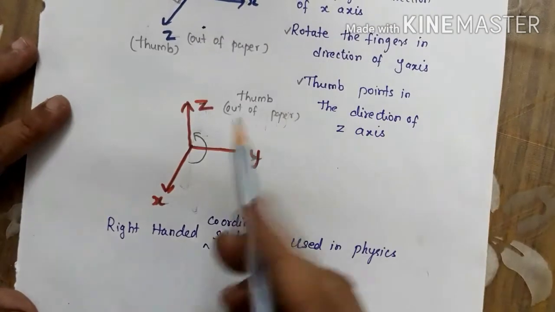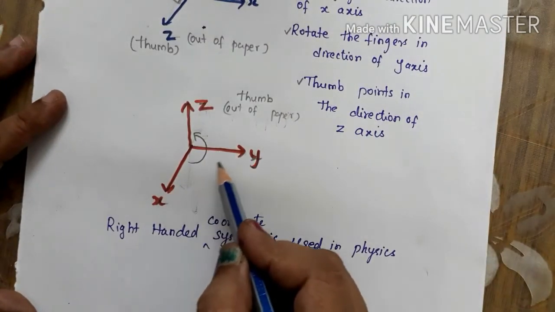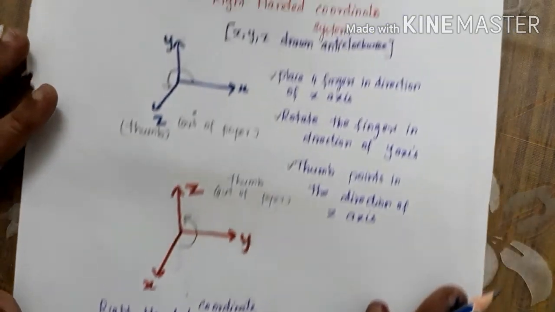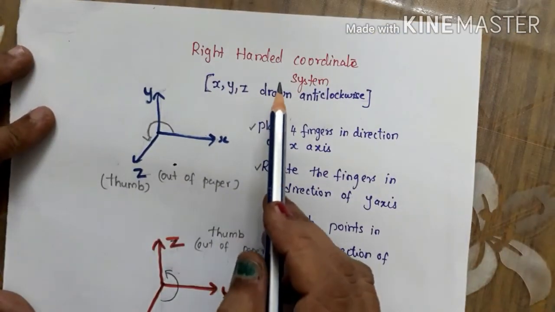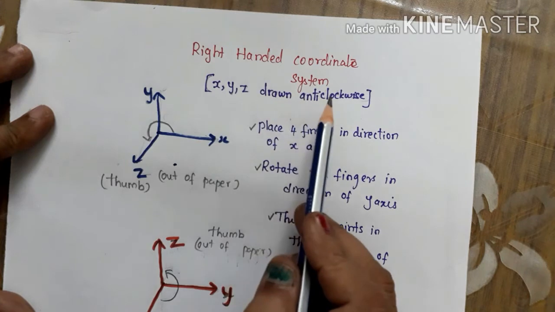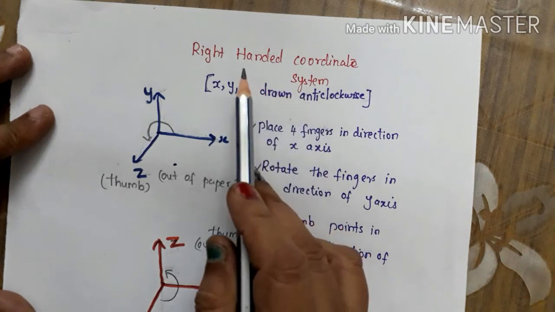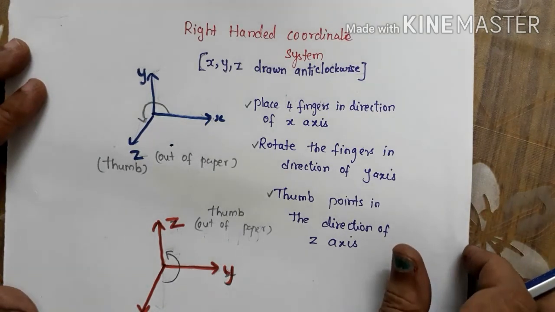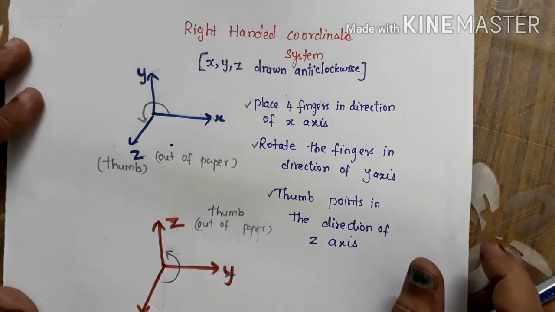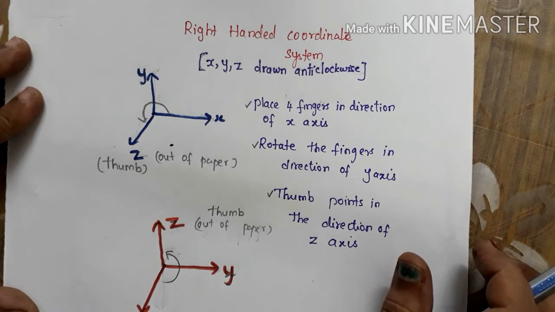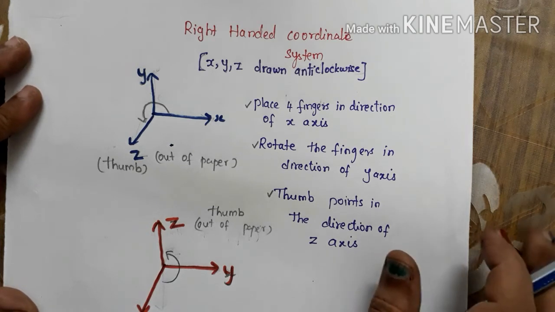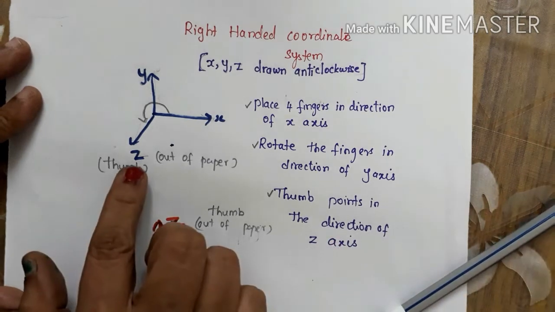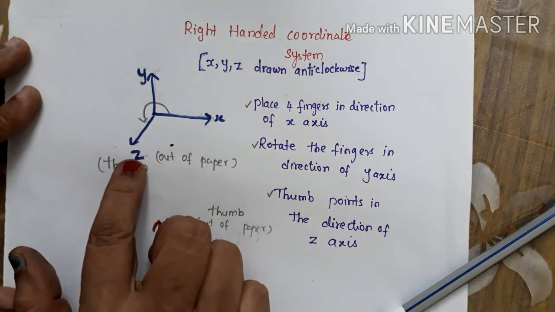Same way, in this diagram also you can see X axis, Y axis and Z axis, all the three axes are drawn in anti-clockwise. So right-handed coordinate system: if the axes are marked in anti-clockwise direction, then we call it a right-handed coordinate system. Okay, now in this system, if you know two axes, how to determine the third axis? For example, how to find the Z axis, we will learn how to find out the Z axis.